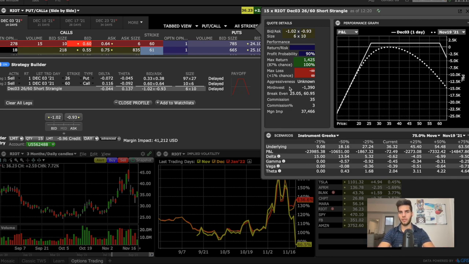I might honestly put on this trade. I might close out some positions and put this one on. So far, I really like the Lucid trade the most, and I like the Riot trade the most.